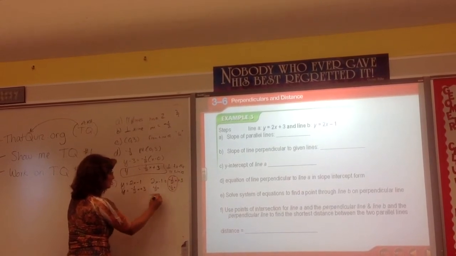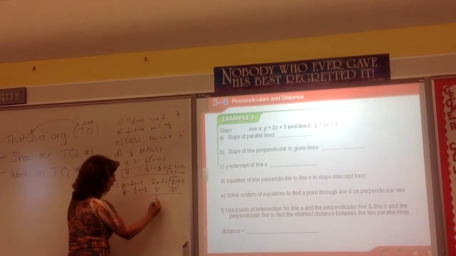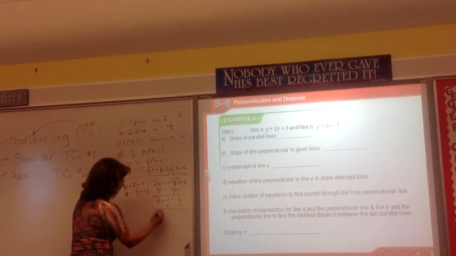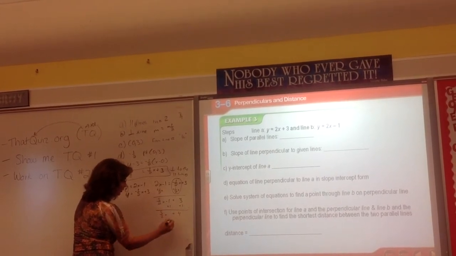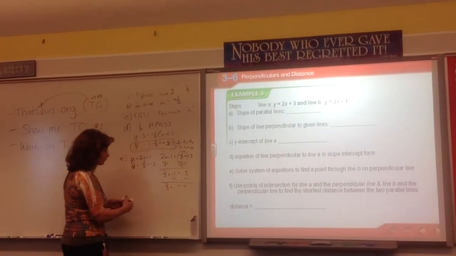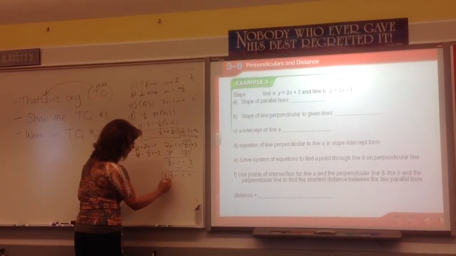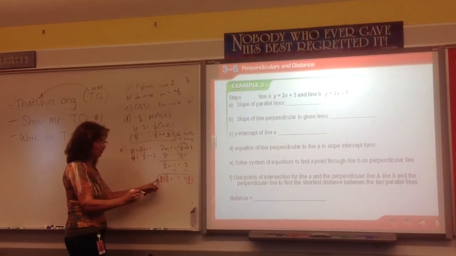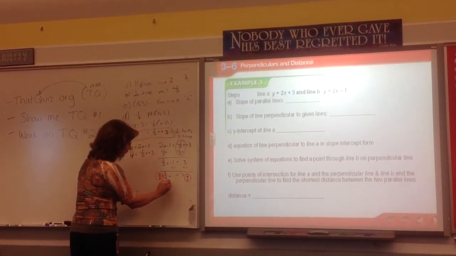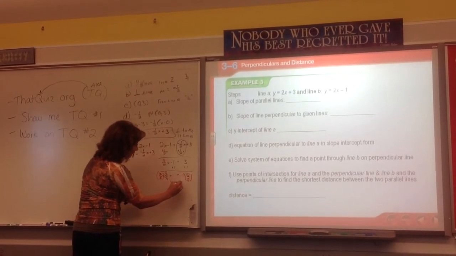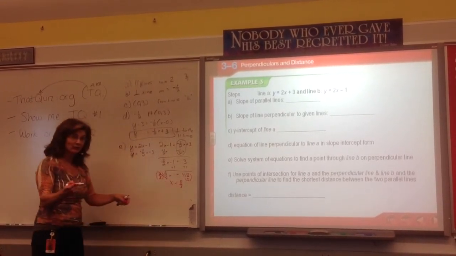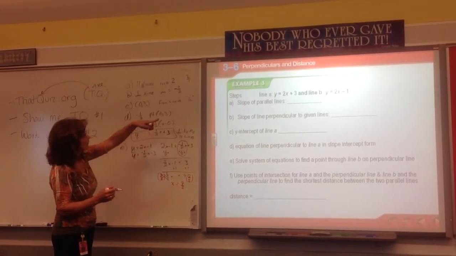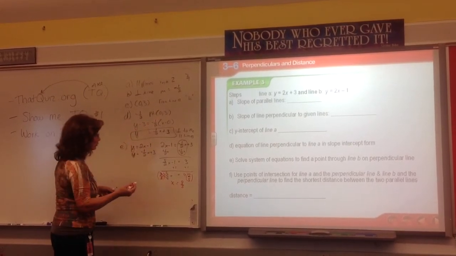This will be a 0, and on this side I have 5/2 x minus 1 equals 3. Add 1. 5/2 x equals 4. And then remember, when you've got a fraction, multiply by the reciprocal. A number times its reciprocal equals 1. So I have 1x here, and I have 4 times 2 is 8/5. So 8/5 is the x-coordinate where my perpendicular line crosses y equals 2x minus 1.